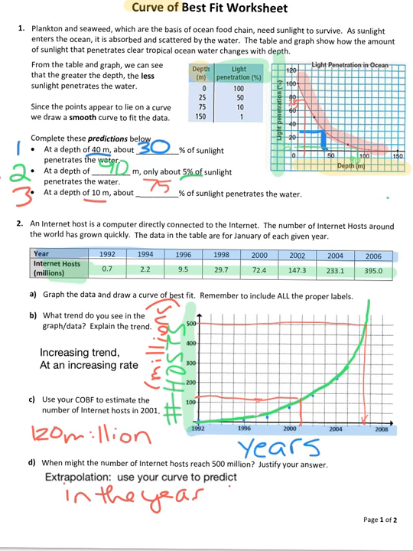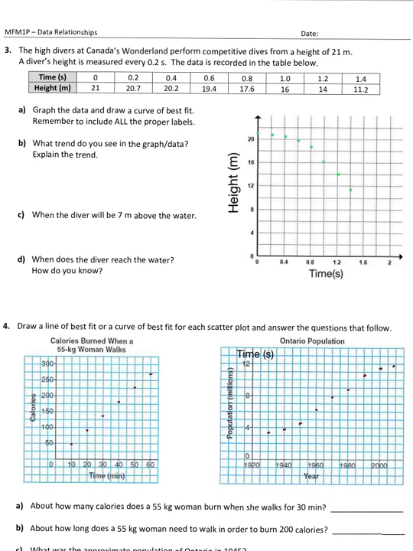In the year 2006. Question number 3. The high divers at Canada's Wonderland perform competitive dives from a height of 21 meters. A diver's height is measured every 0.2 seconds, and the data is recorded in the table below. Before we even do anything, we can notice that we're starting with an initial height. So at time equal to 0 is going to be our 21. And that is the point where it crosses our y-axis, right there.